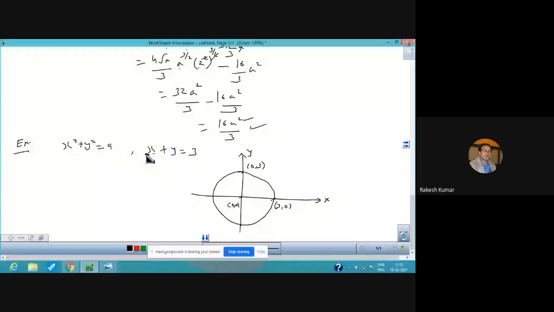And x plus y is 3. So this line will meet x-axis when y is 0. So when y is 0, x is equal to 3. So it will meet at this point, or it will meet y-axis when x is 0. So when x is 0, y will be 3. So this will be at this point. So this point will be taken as point A, and this is point B. So the line is meeting the circle at point A and at point B.